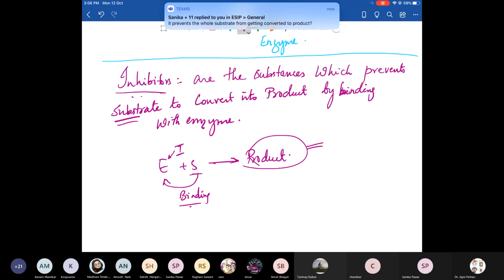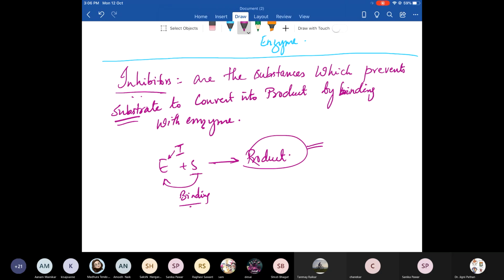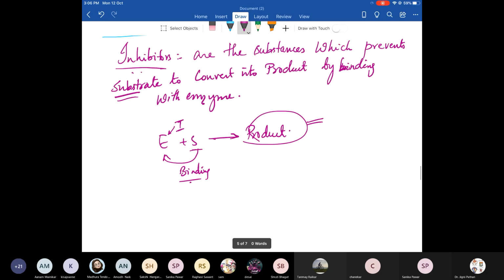Next. Yes, it prevents the substrate from converting. Okay, how is it going to help? We'll study with the example, Sanjana. Okay, we'll study with the example now. But yes, it will not allow the product to form.